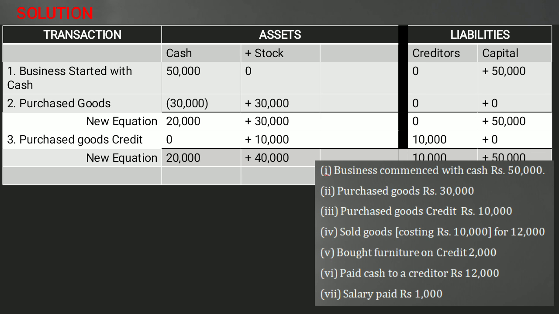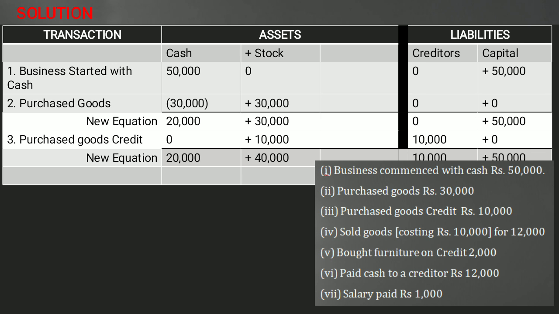Once you purchase goods on credit, this transaction will increase our goods, our stock. But when you purchase goods from someone on credit, definitely it will increase your creditors. So purchase of goods on credit is going to increase our stock, our goods, but at the same time it is going to increase the amount of creditors.